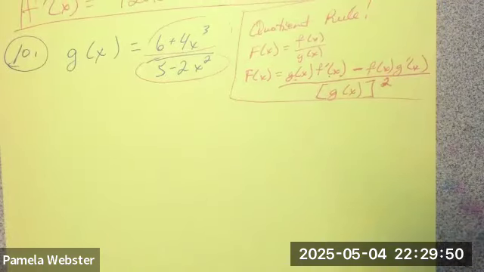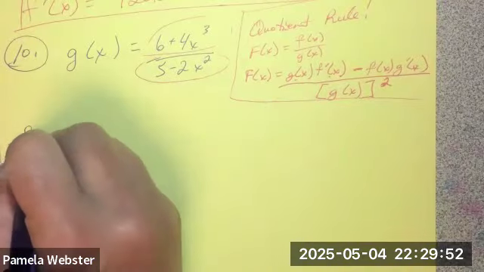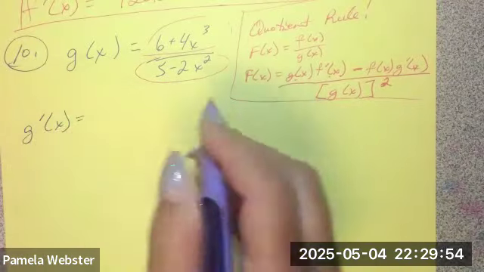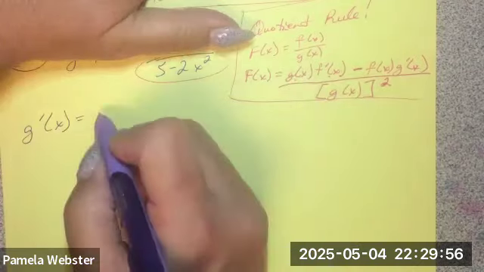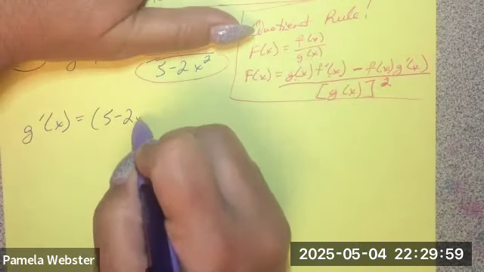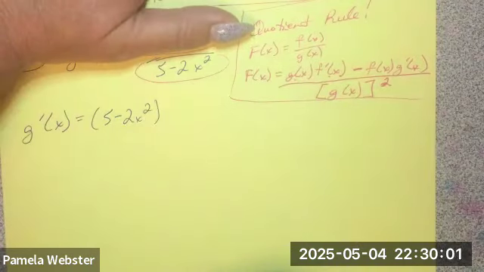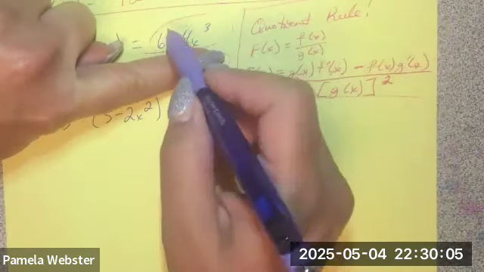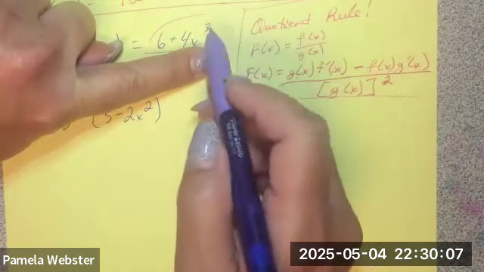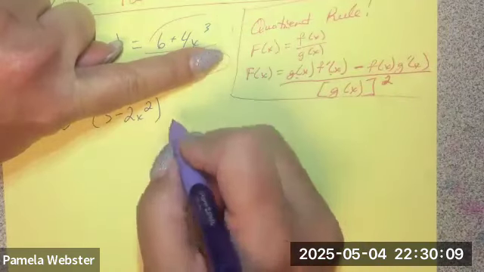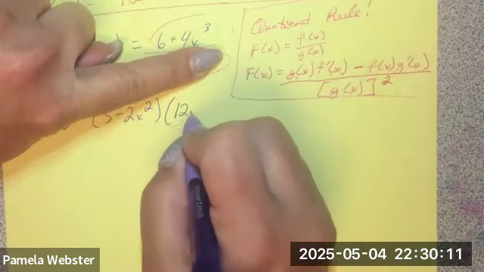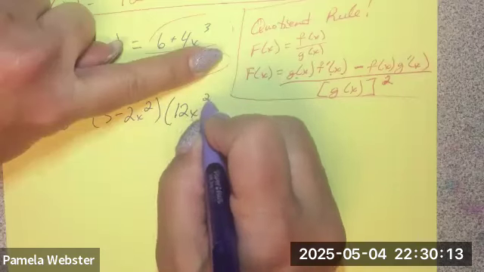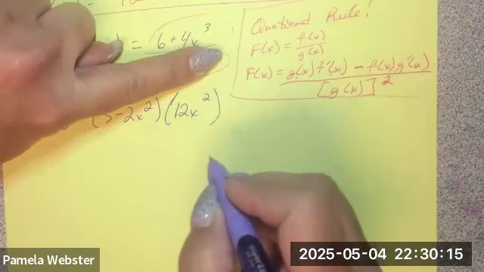Okay, here we go. Let's do it. G prime of x equals the bottom guy, write him just the way he is, 5 minus 2x squared, times the derivative of the top guy. Well, derivative of 6 is 0. What's the derivative of this? 12x what? Squared, right? Okay.